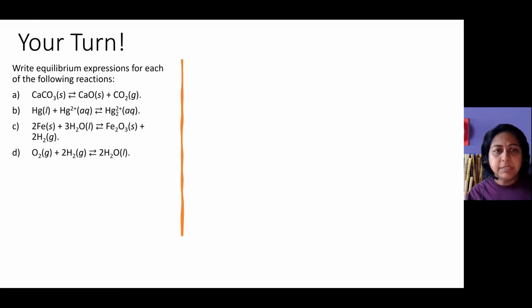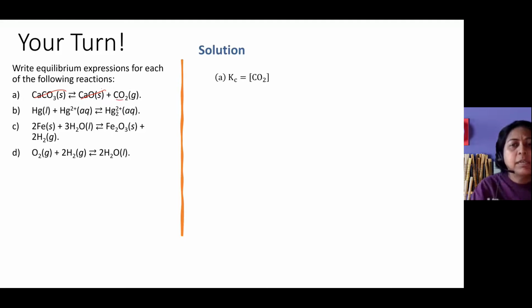Let's write the equilibrium expressions for those heterogeneous equilibrium systems. So here, this is a solid unit, calcium oxide, so we don't need to include that. And calcium carbonate is again a solid unit. So the equilibrium constant only equals the concentration of the carbon dioxide. Look at the next one.